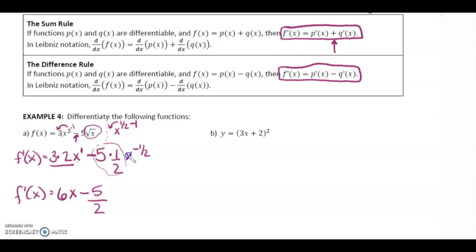Okay, when we're dealing with x to the negative 1/2, in order to fully simplify, we have to write the negative 1/2 exponent as a positive. So in this term, this x to the negative 1/2 is going to come to the denominator. So it's going to come where the 2 is, and it's going to be written to the 1/2. And this is the fully simplified version.